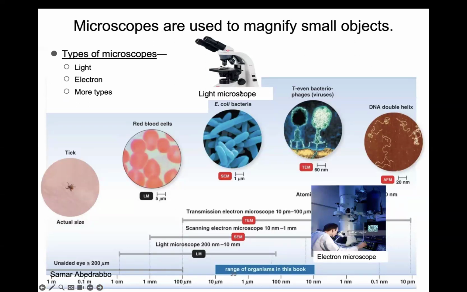If we want to see things like viruses, like if someone has COVID and you take a saliva sample from them or like a nose sample, you cannot use a regular light microscope because viruses are measured in nanometers, and we use electron microscopes to measure viruses. We're going to talk about the transmission electron microscope and the scanning electron microscope in a little bit.